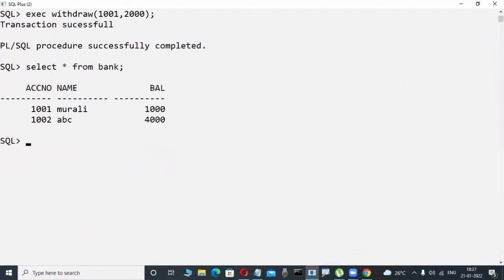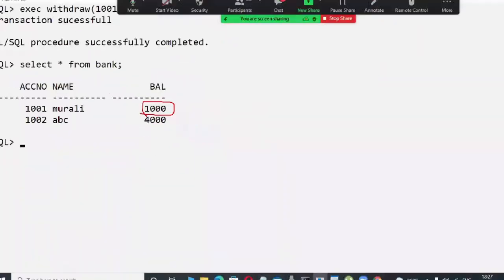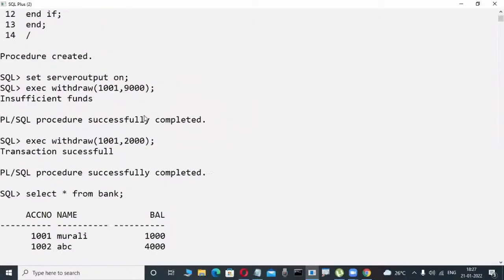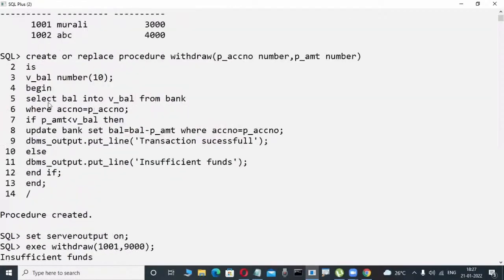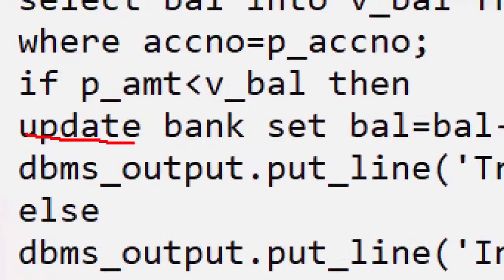In the previous case 3,000 is there. If I try to withdraw 2,000 rupees, then automatically the remaining balance is 1,000 rupees, right? How is it possible? You are a programmer, you are writing code with an update. Update is a SQL command only. The IF condition is a PLSQL command. That's why you need some language knowledge.